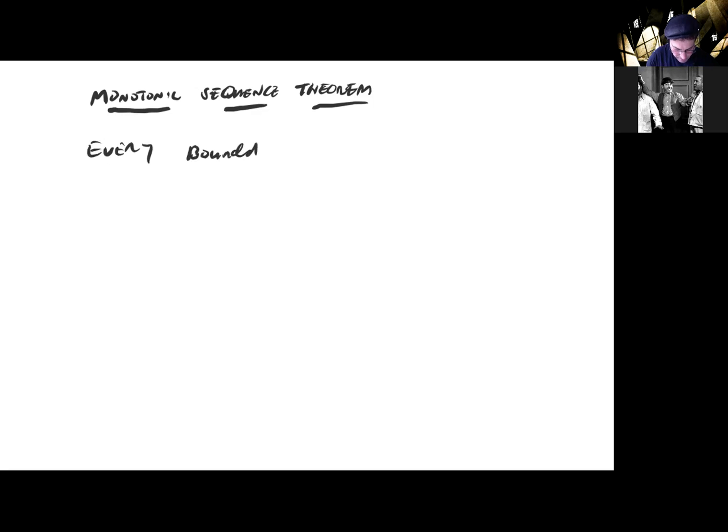So I'd like to state something called the monotonic sequence theorem. It says this, it's very simple. Every sequence which is both bounded and monotonic, both properties must hold, converges.